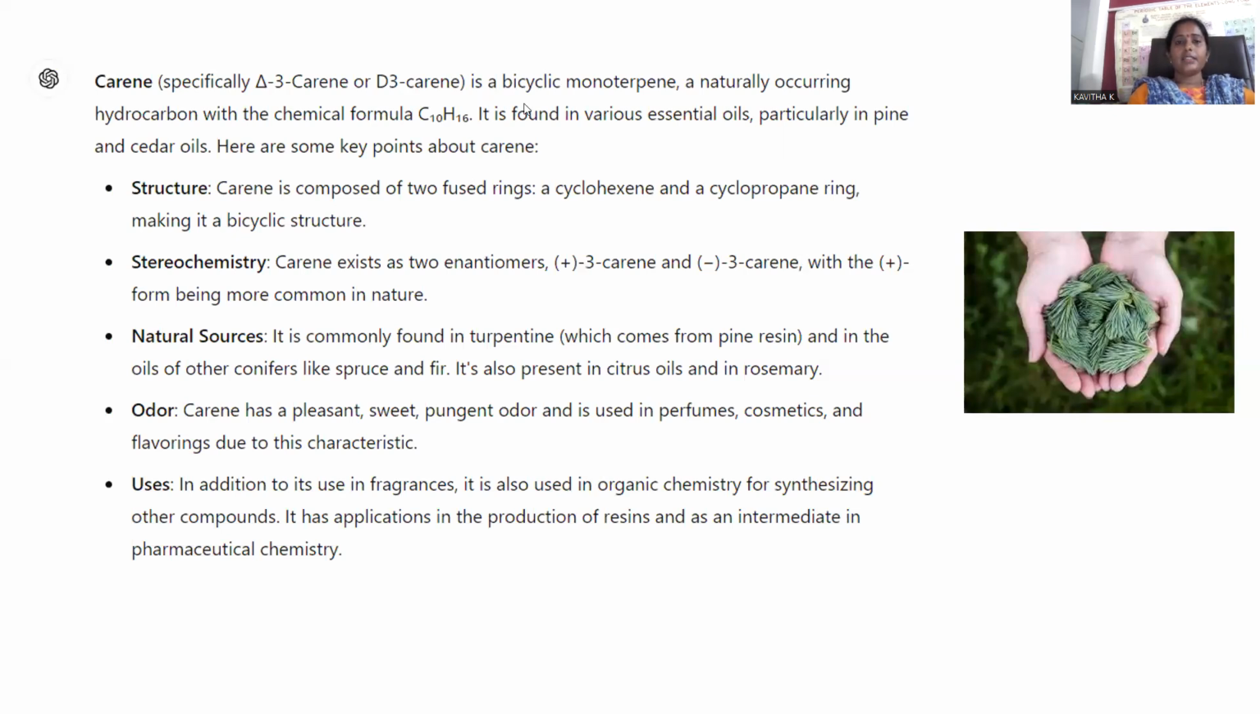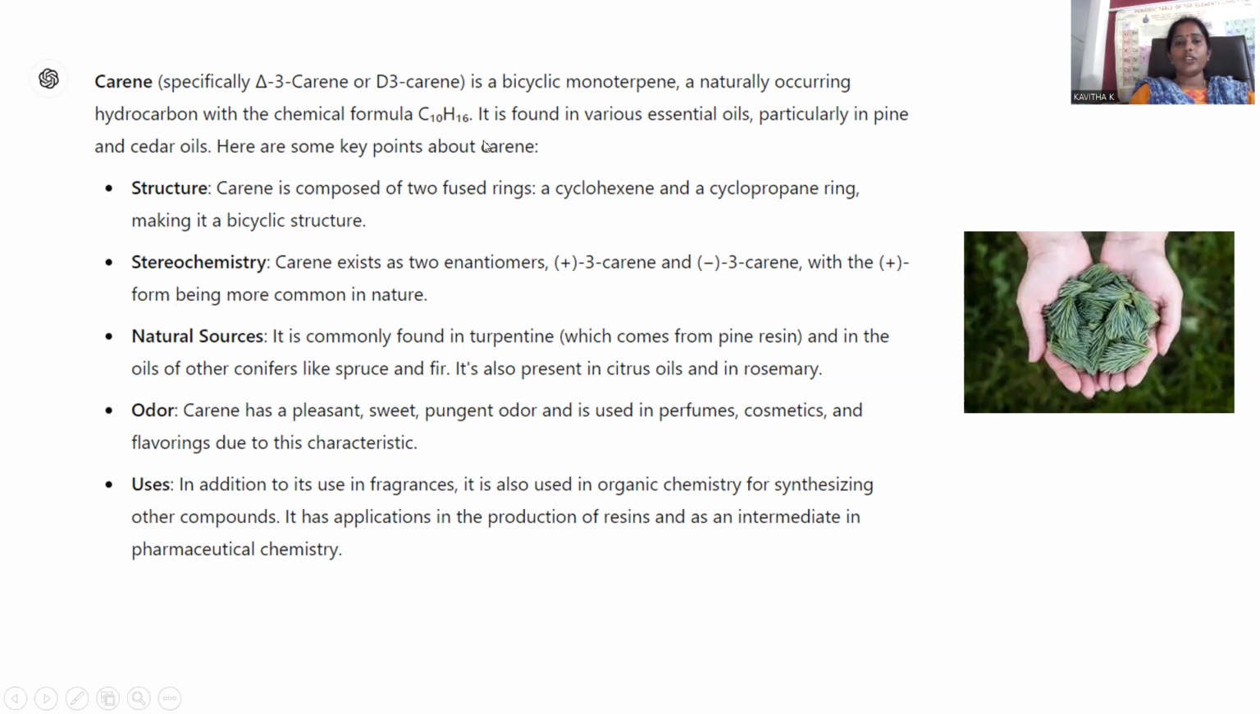It is a kind of bicyclic monoterpene. Bicyclic monoterpene indicates what? Two ring structures will be there and two isoprene units will be there. Two ring structures denotes bicyclic. Monoterpene is nothing but two isoprene units joined together. A naturally occurring hydrocarbon, its chemical formula will be C10H16.